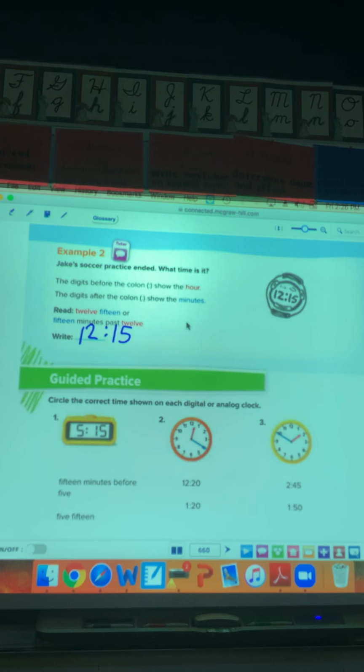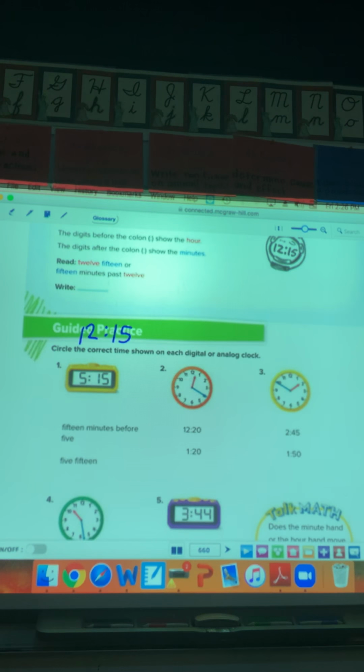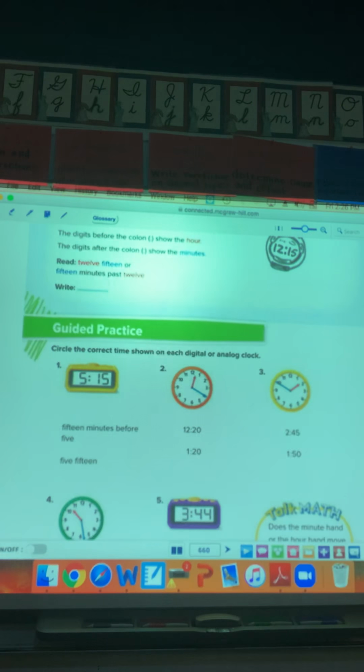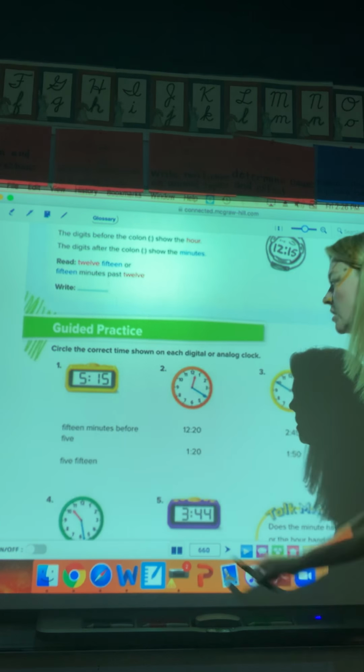All right, now let's look at the bottom of the page. Let's do some guided practice together. Well, my board is acting crazy today. All right, let's look at our examples, our guided practice. It says circle the correct time shown on each digital or analog clock. First of all, let's look at number 1.